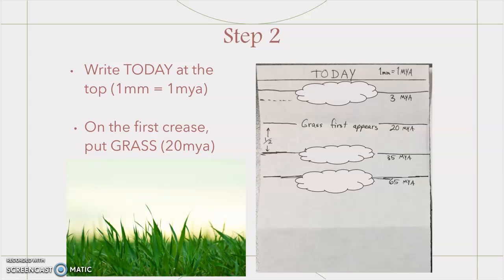At the top where it says today, that goes in the top 1 millimeter. Okay. On that first fold, you are going to put grass first appears. That's not that long ago. If the top is today and the bottom of both strips is 4.5 billion years ago. Interesting. That happened 20 million years ago. Geologists have found evidence of when grasses first started appearing on Earth's surface.